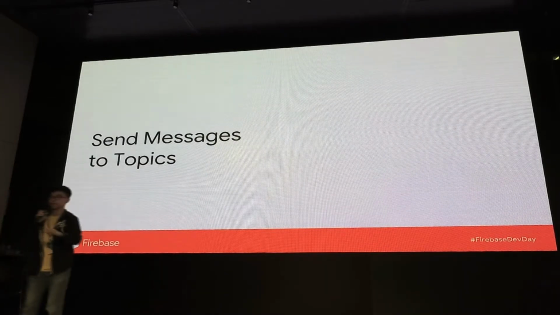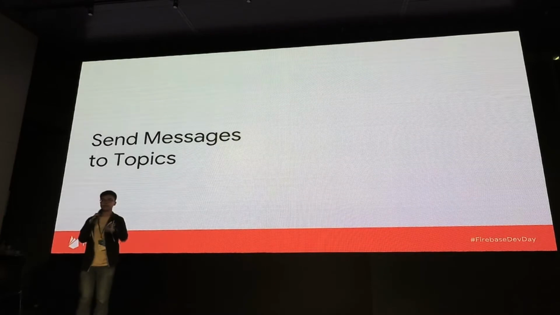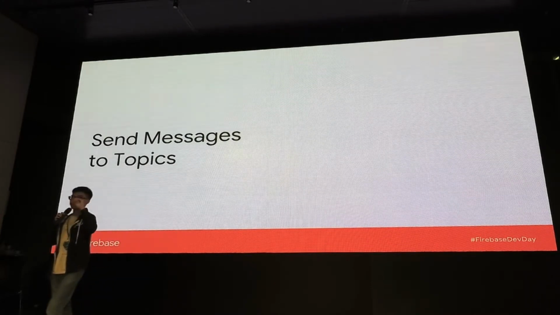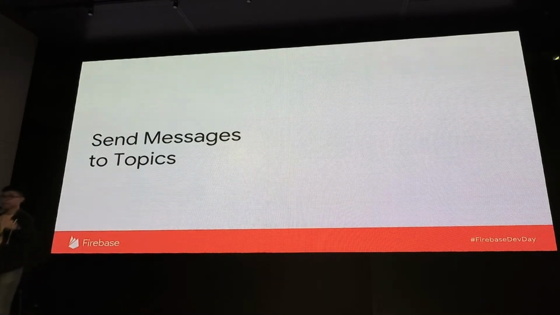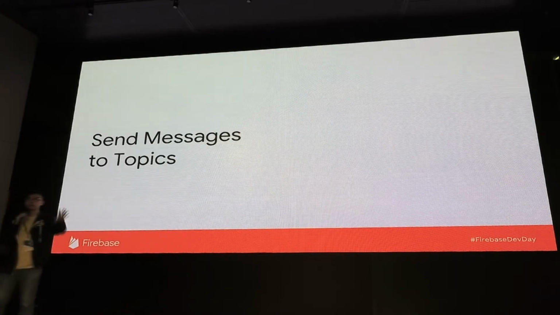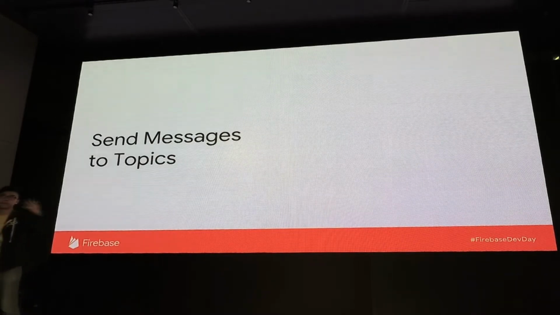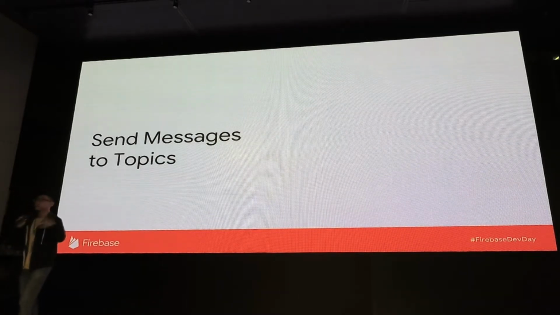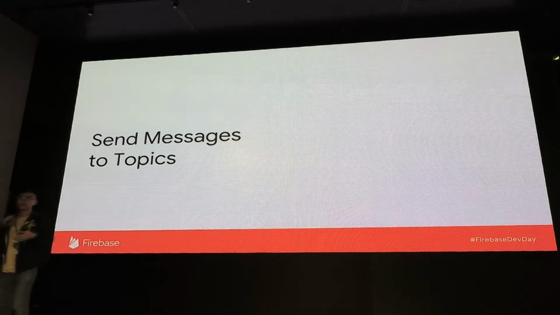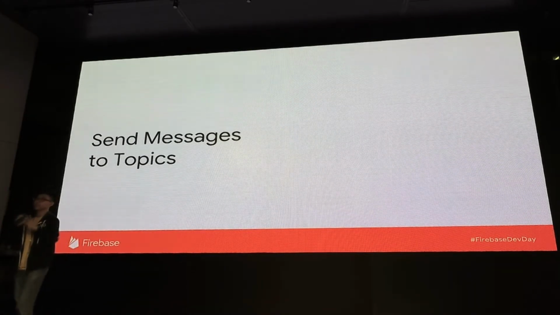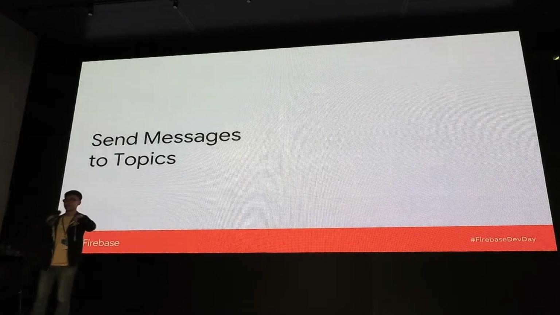Let's say you're building a weather app, right? Okay, so you are building a weather app, you have a lot of users, but some users only want to receive notifications on certain stuff. Like for me, I want to get the notification of the weather of Bangkok. But some people want to get the weather of Tokyo. But you can't send a push notification to everyone with the same stuff.